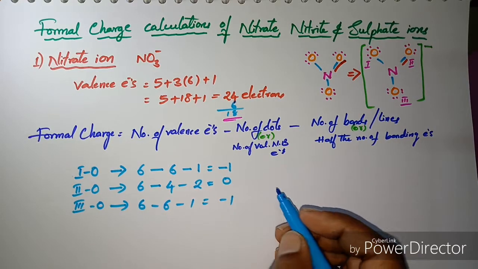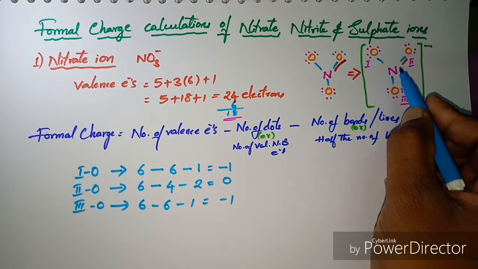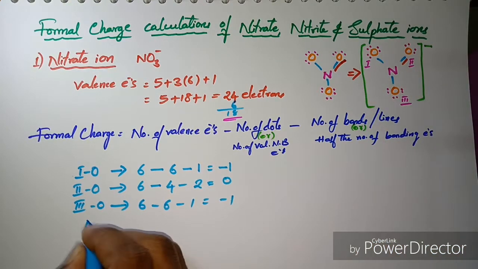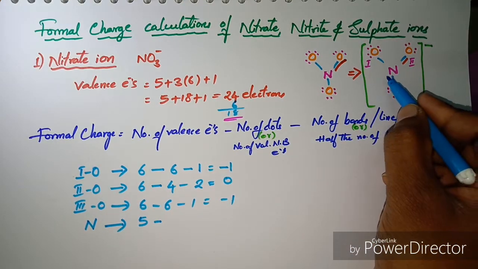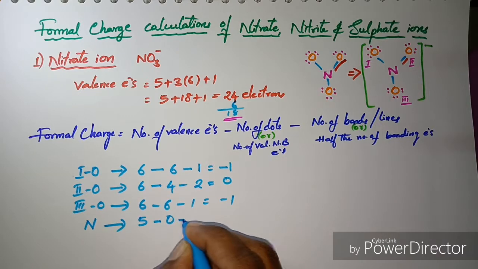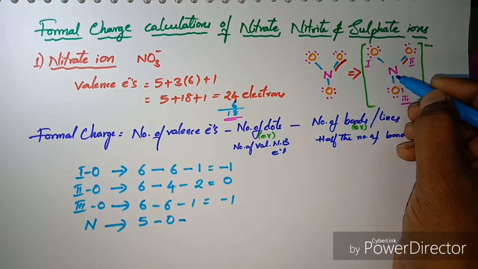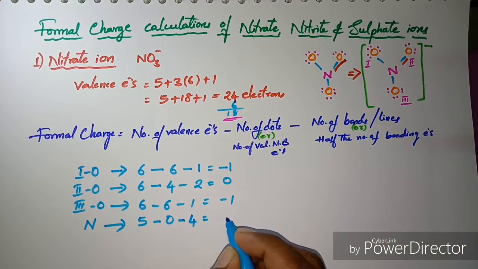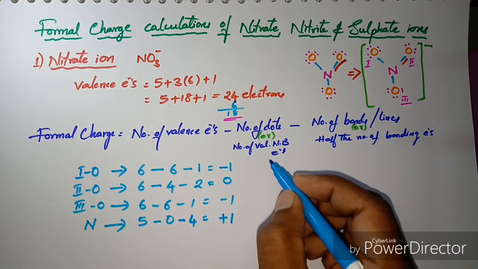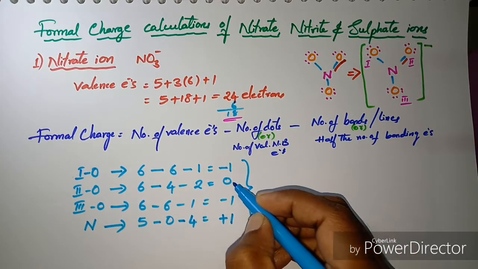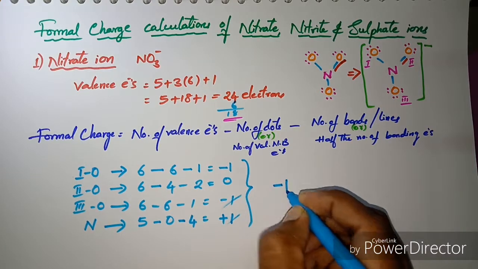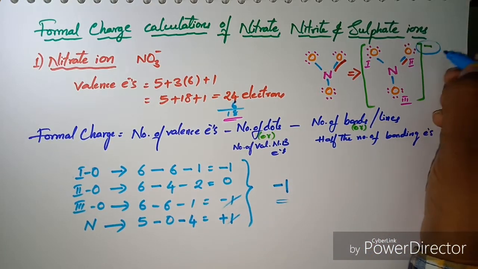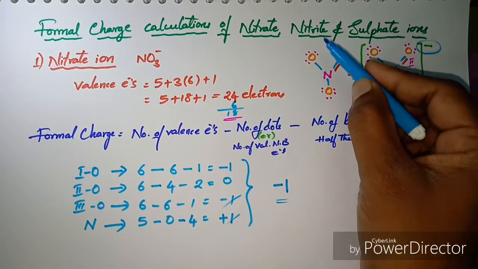Similarly, we should also calculate the formal charge for the nitrogen atom. Nitrogen atom valence electrons are 5, number of dots: does it have any dots? No, so 0, minus the number of bonds or lines, it is surrounded by 4 bonds, 1, 2, 3, 4. So it acquires the charge plus 1. Now let us check its net charge. Minus 1, 0, minus 1 and plus 1. So these 2 get cancelled, and the leftover is minus 1. So this is verified. Now next, going to the nitrite ion.